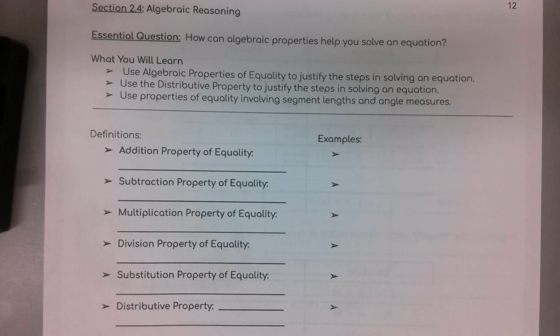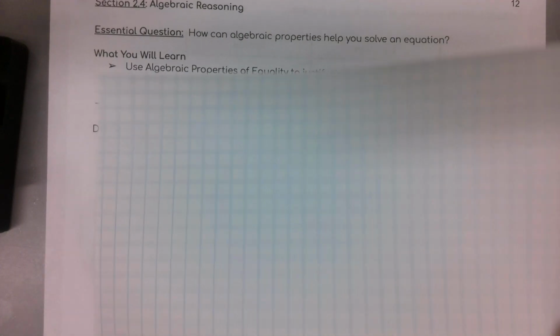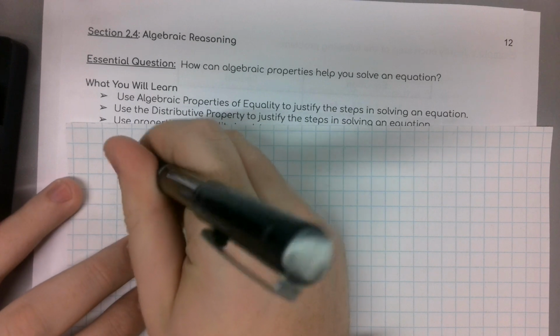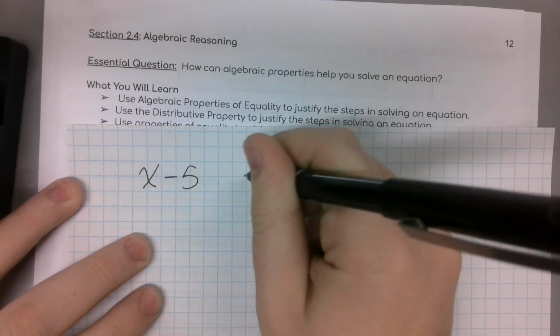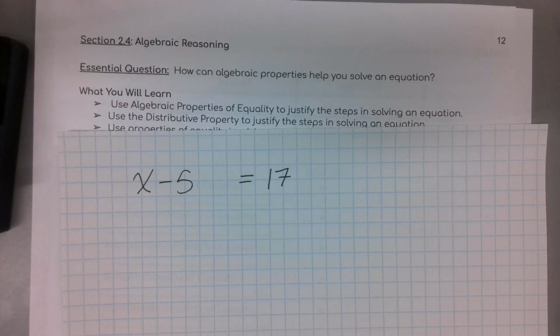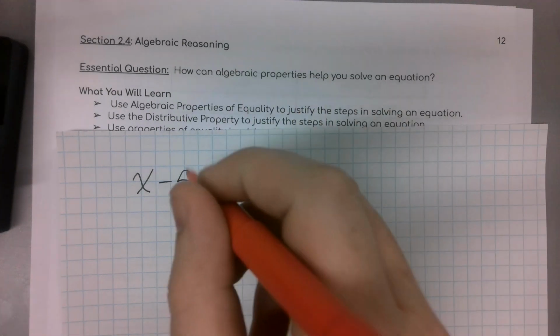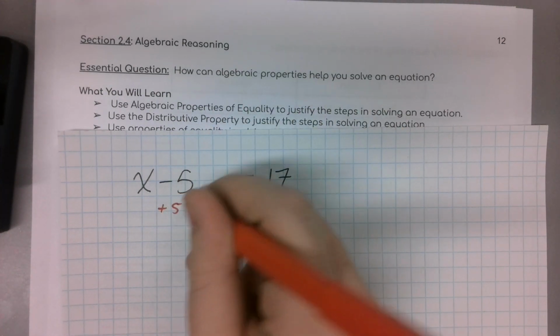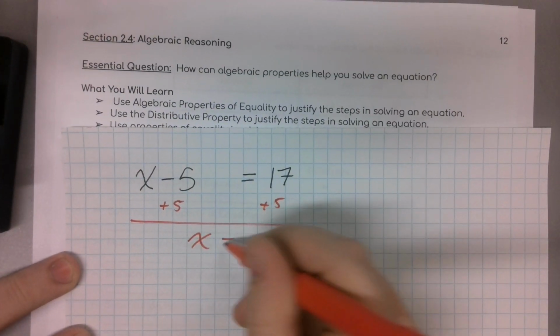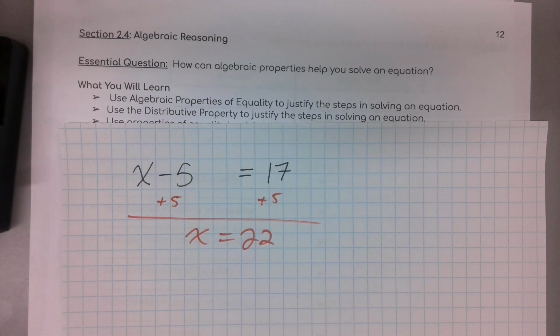I want us to go back, all the way back, to when we first learned how to solve equations in middle school. Possibly Algebra 1. If I gave you the equation x minus 5 equals 17, and I asked you to solve this, how would you do it? Well, most people would remember that we can add 5 to both sides. And then when we do that, we end up with x equals 22, which, don't get me wrong, that is correct.